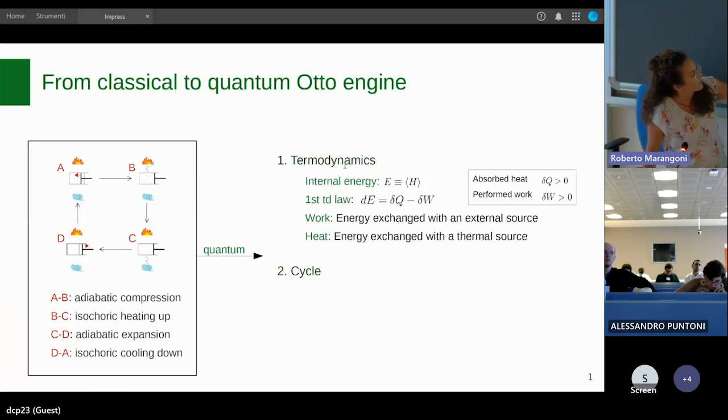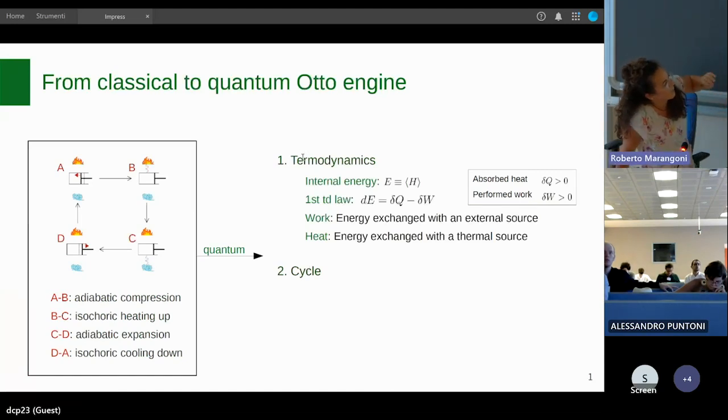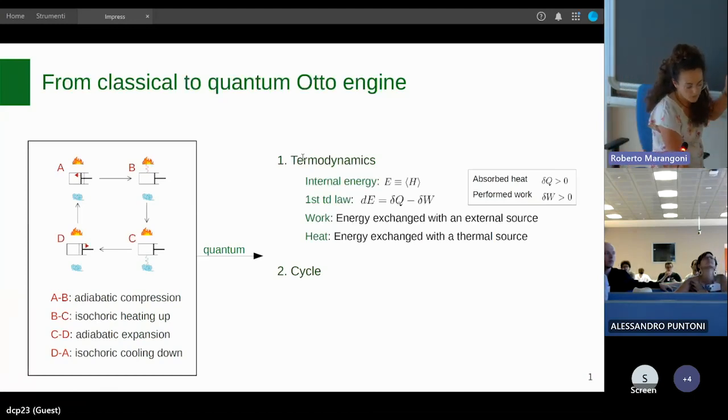The work and the heat. The work is defined as the energy exchanged with an external source, while the heat is defined as the energy exchanged with a thermal source. With our convention, every time we have delta Q bigger than 0, the heat is absorbed, while for delta W bigger than 0, the work is performed.